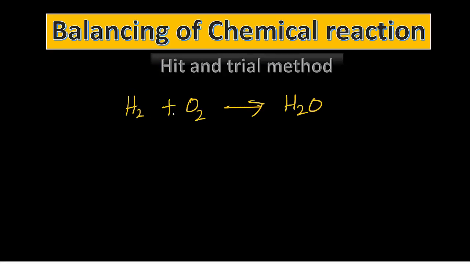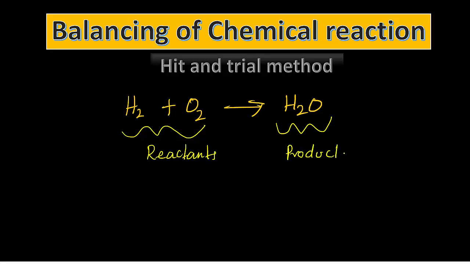H2 plus O2 gives H2O. So I think you know these H2 and O2 are called reactants. These are reactants. And this is the product. So what is actually balancing? Balancing means we need to equalize the number of atoms in the reactants and products.